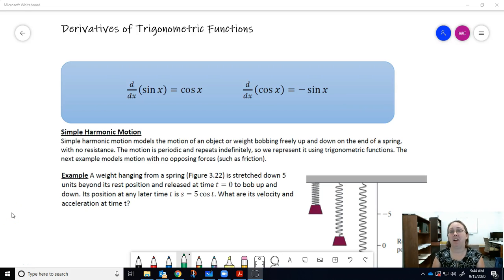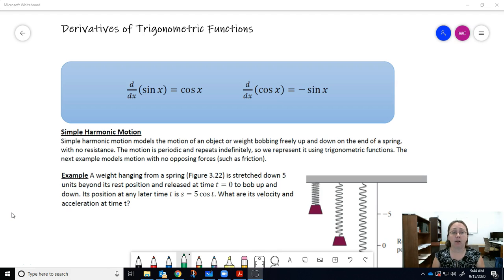It is time to talk about derivatives of trig functions. So I'm not going to actually prove that the derivatives of the trig functions are what I'm about to tell you, but they are very interesting to look at. They do require some trig identities that you might be a little rusty on. So I'm going to concentrate instead on how to use the derivatives.